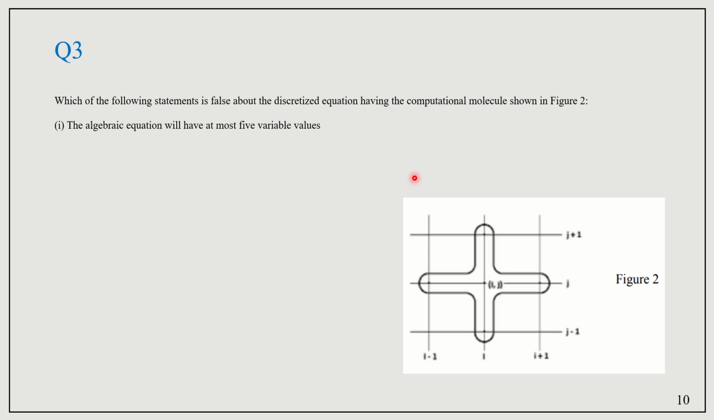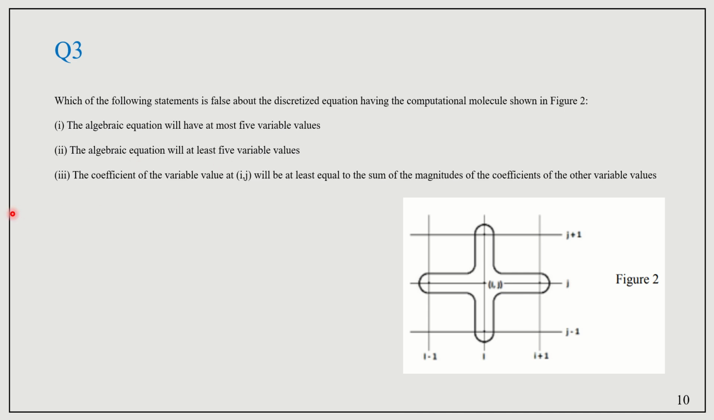We need to identify which of the following statements are false. There are a few statements given. First we'll read the statements. First statement: the algebraic equations will have at most 5 variables. Second statement: algebraic equation will have at least 5 variables. And third one: the coefficient of the variable value at I comma j will be at least equal to the sum of the magnitudes of the coefficients of the other variables. Okay, these are the three statements. Now we need to identify which of the following statements are false.